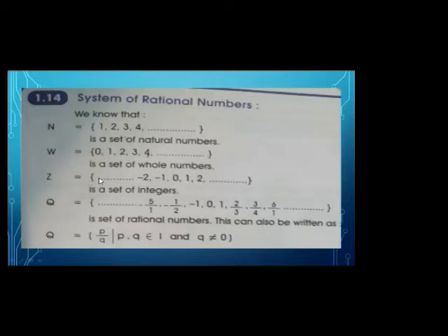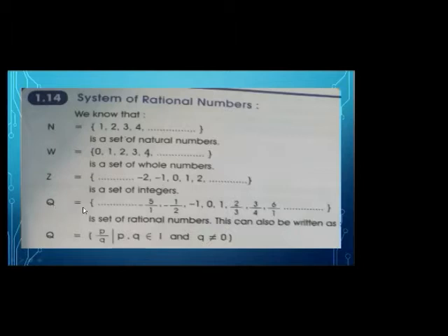Then Z is the set of integers. Integers means 0 is in the central position. Then on the right-hand side of 0 all positive numbers are there, and on the left-hand side all negative numbers are there. It means in this set we have both positive and negative numbers.